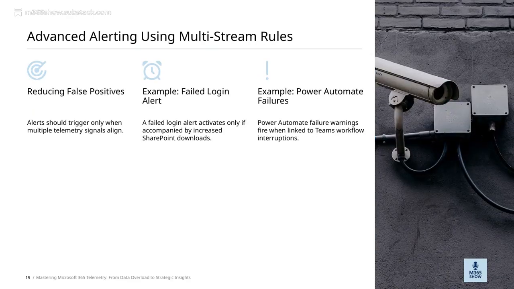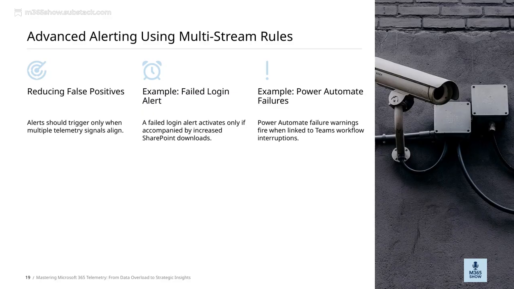Now, let's look at how advanced alerting can really enhance our monitoring capabilities. When we use multi-stream rules, we can set up alerts that fire only under specific conditions, making them more meaningful and less noise-prone. For example, Power Automate failure warnings will trigger only when they're linked to actual workflow disruptions in Teams, helping us pinpoint issues more accurately.